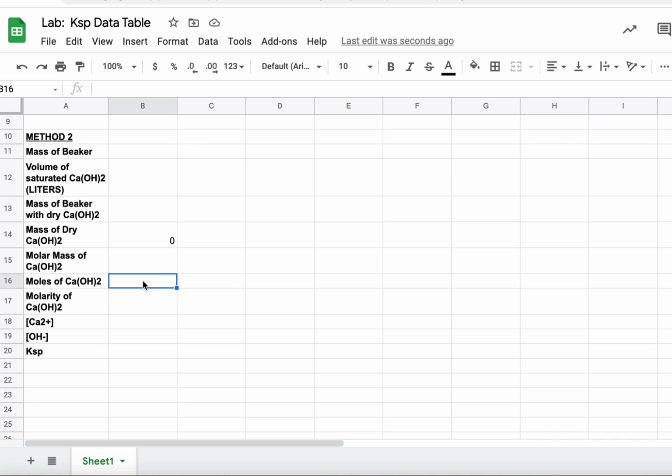So then we'll do the moles. To find the moles, you're going to divide the mass, which is B14, so you can click that, divided by the molar mass. And I'm going to get divided by 0. If you don't have these numbers from your first day of the lab, that's okay, you'll get that too, but it's fine. When we type it all in class, you will be good to go.